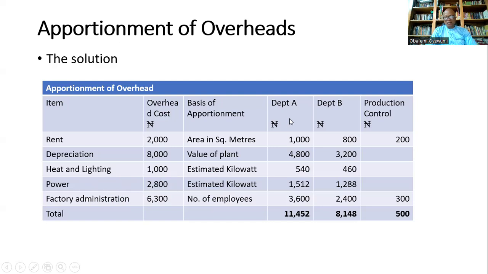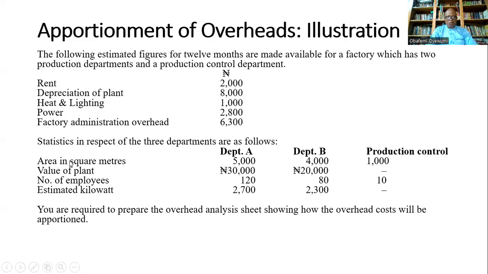So look at the sharing. All right, Department A, Department B, and then production control. If you go back to the question, you realize that for rent, area in square meters was given to us in the question. Area in square meters, we have 5,000, 4,000, 1,000. For you to know the amount to be shared to Department A, all you have to do is to add all these three together. That's 5,000 plus 4,000 plus 1,000, which will give you 10,000.